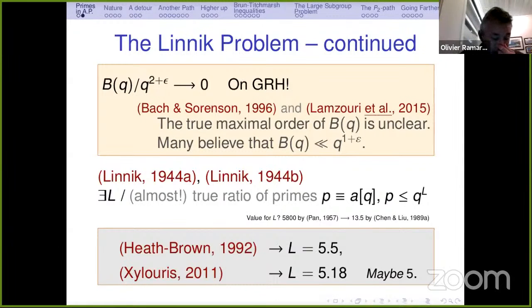I don't know why. I've not been able to get hold of Xiluris. So I don't know whether there's a mistake somewhere or whether it was too complicated, too long to publish it, and no journal accepted it. Anyway, let's say that for the time being, L is about 5, and it's valid only for Q large enough. And we have absolutely no idea how large this large enough can be, because the proof is complicated.